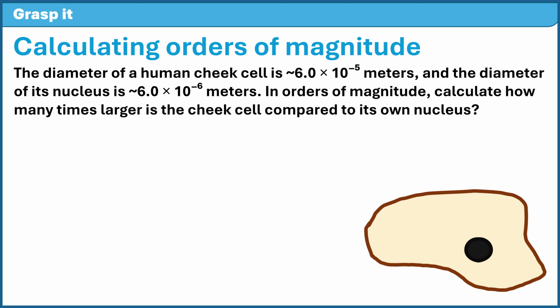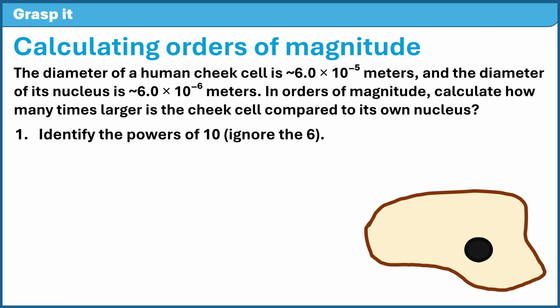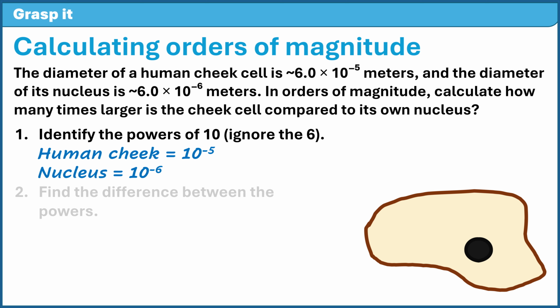When we're working with standard form, here's your shortcut. Step 1. Identify the powers of 10. Ignore the 6 completely. We only care about the powers of 10 when finding orders of magnitude. The cheek cell is 10 to the power of negative 5 and the nucleus is 10 to the power of negative 6. Step 2. Find the difference between the powers of 10.